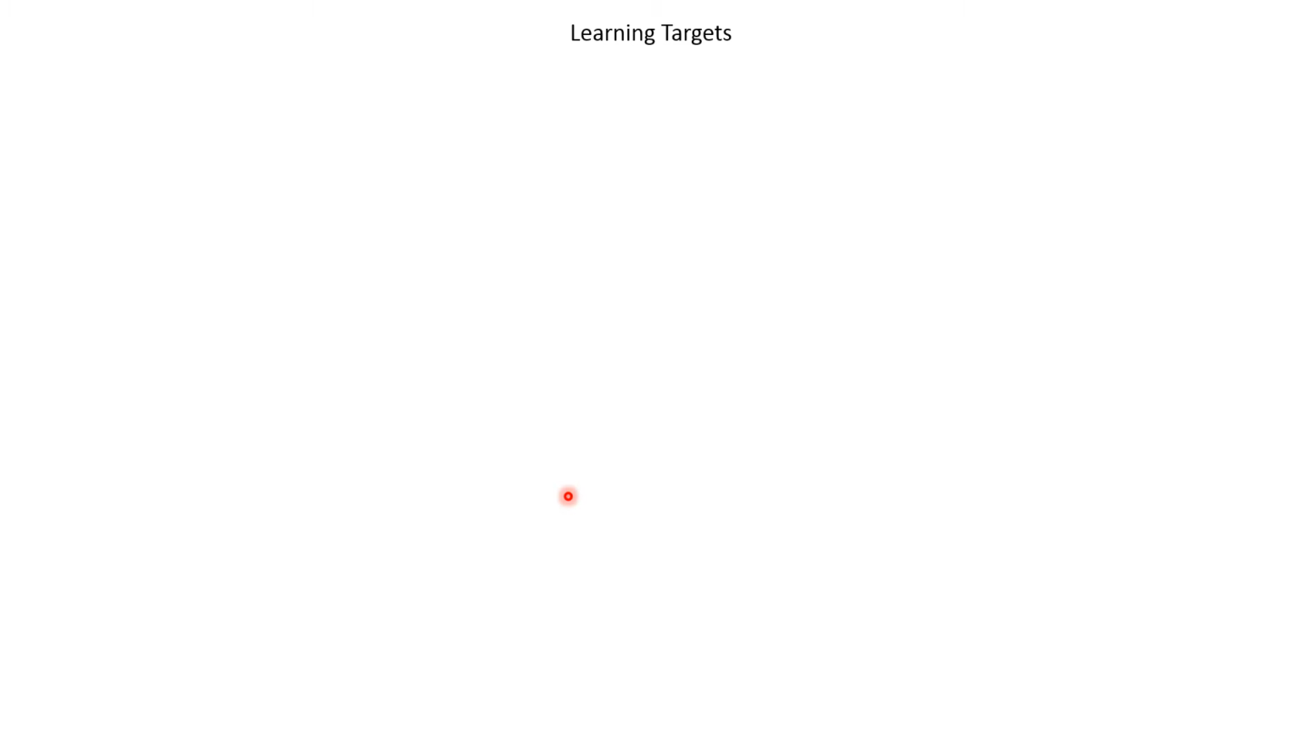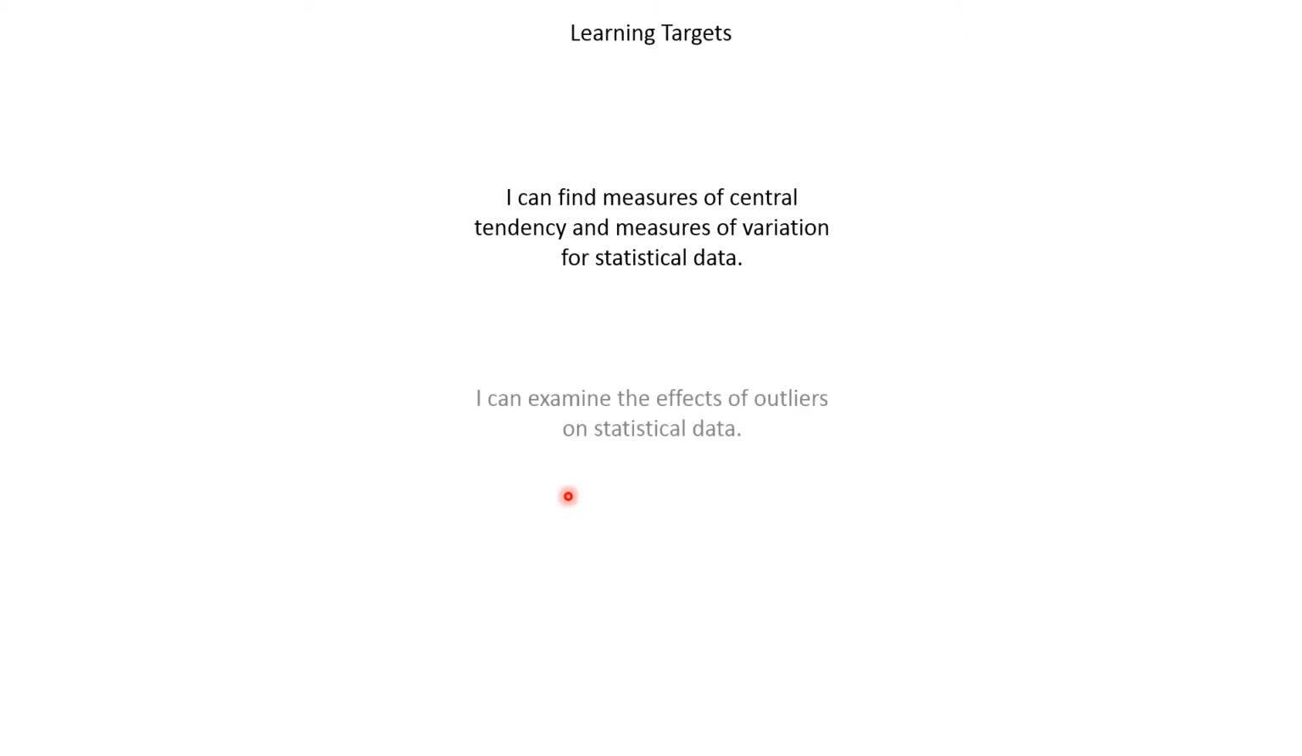Our learning targets for today: I can find measures of central tendency and measures of variation for statistical data. Based on the title of the section, that one should be obvious. And the second one, I can examine the effects of outliers on statistical data. And so we are going to look at outliers at the very, very end.